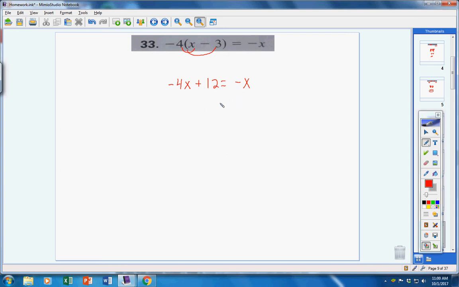Next, eliminate fractions. Next, move your variable terms to one side and your constant terms to the other side. Now don't forget, there's a 1 right here. Positive 1, negative 1, positive 4. That's a positive 3. Okay? Divide both sides by 3. And x equals 4.